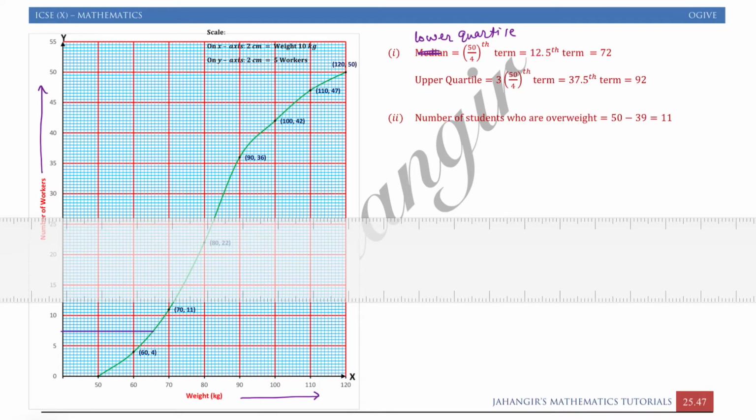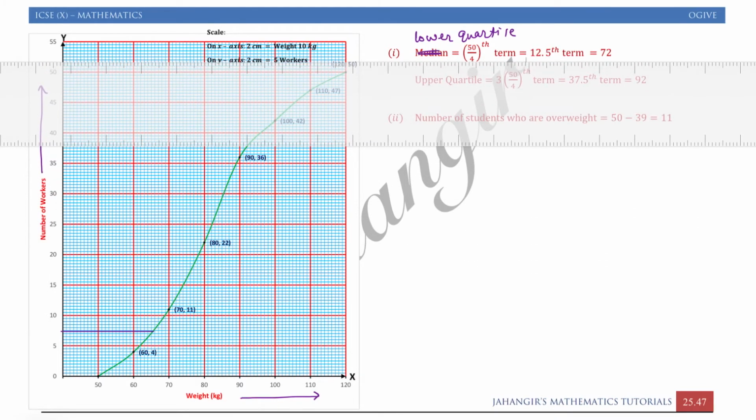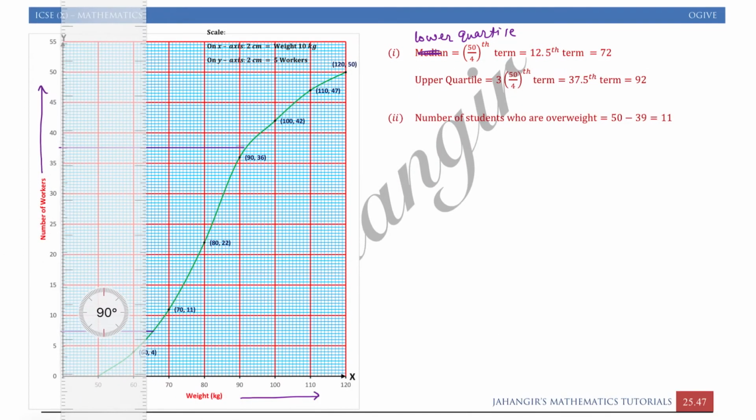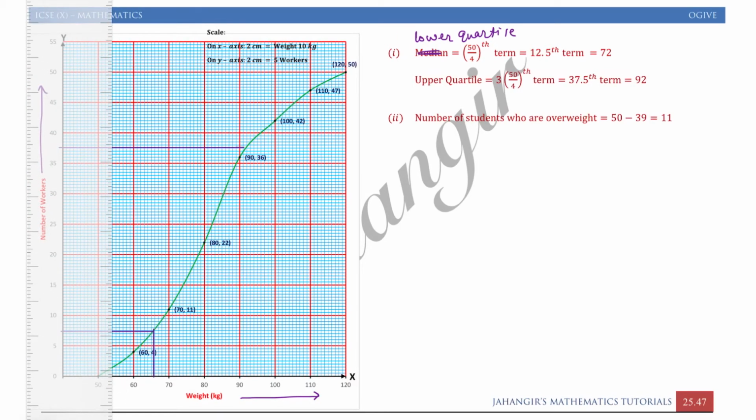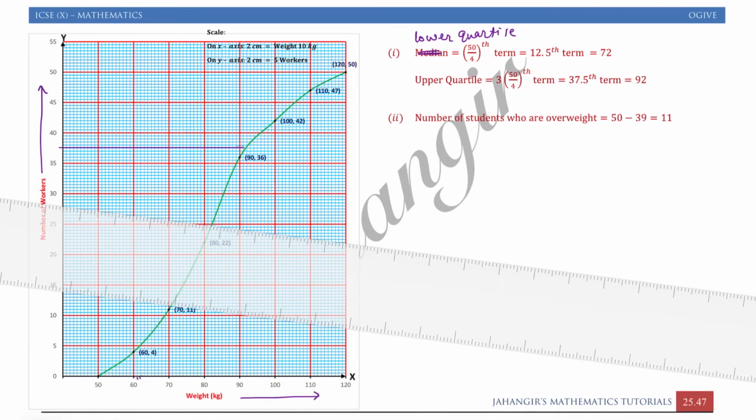And then upper quartile is 37.5. So we will mark both points. 37.5 is exactly between 35 and 40. Draw a straight line. It gives 61, 62, 60, I think so it is. Oh, I again had done wrong. This was 12.5. I did 7.5.